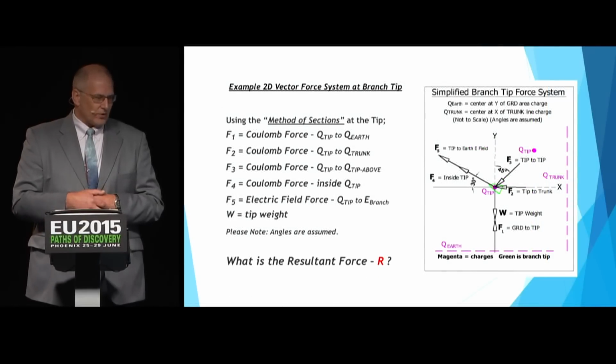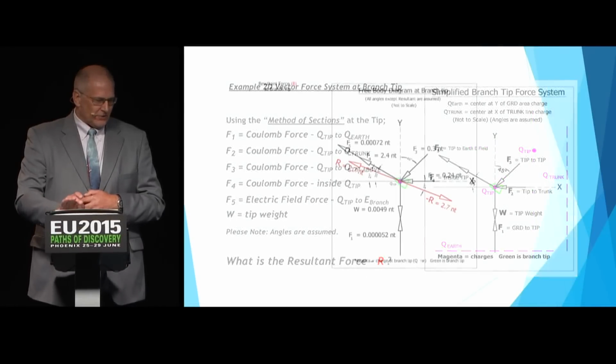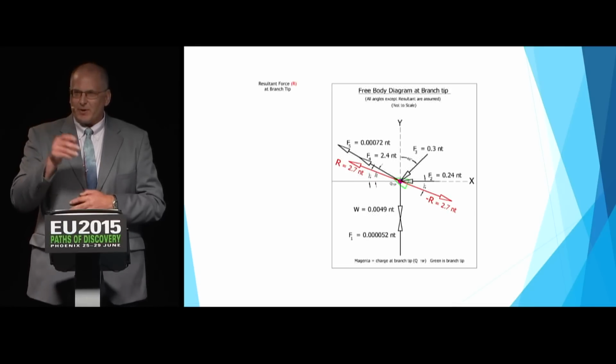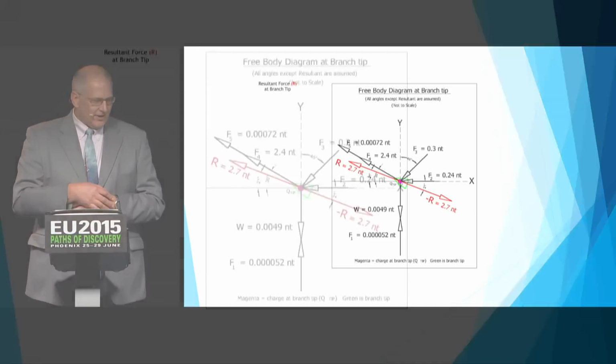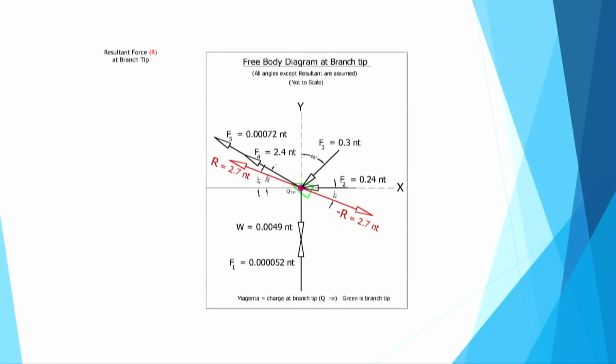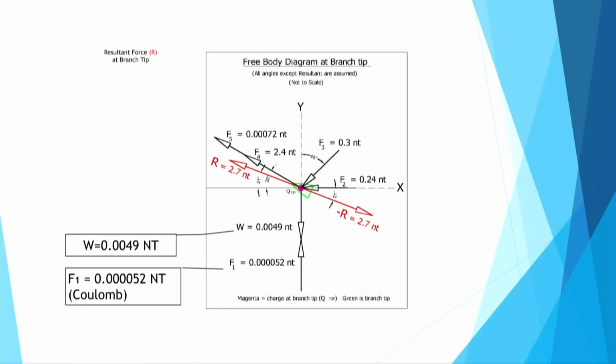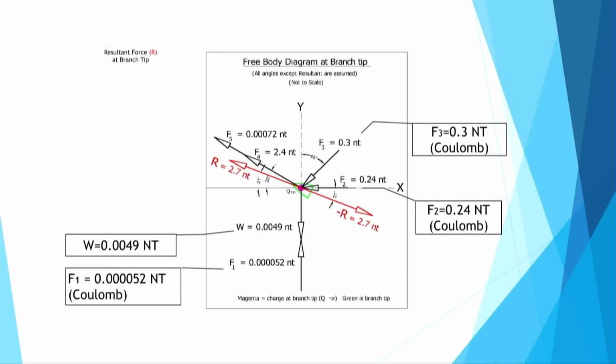What is the resultant vector force R? After 2 pages of calculations, and I've got them in the back there if anybody wants to read them, we get the resultant vector force at the branch tip. W is 0.0049 newtons. F1, the charge in the earth, is 0.000052 newtons. The force pushing horizontally to the left between the trunk and the tip is 0.24 newtons. And the Coulomb force in the branch above is 0.3 newtons.